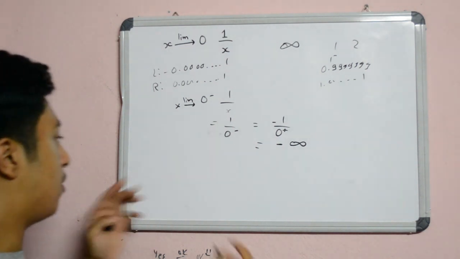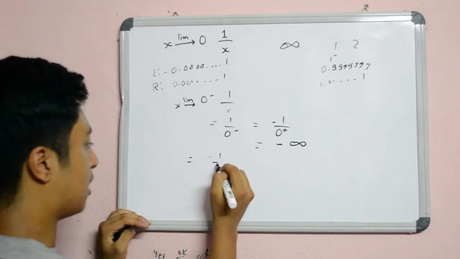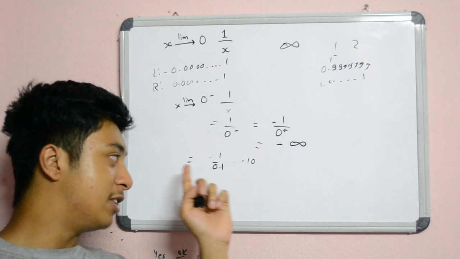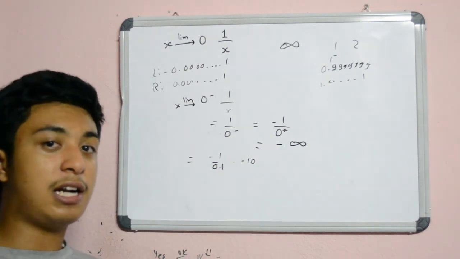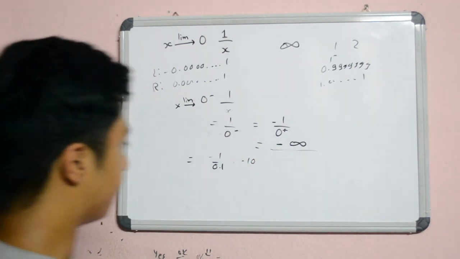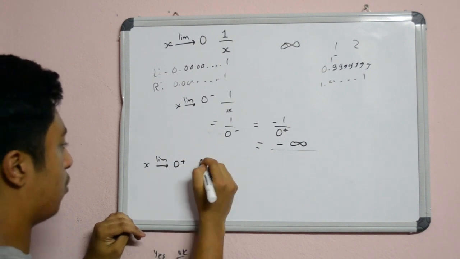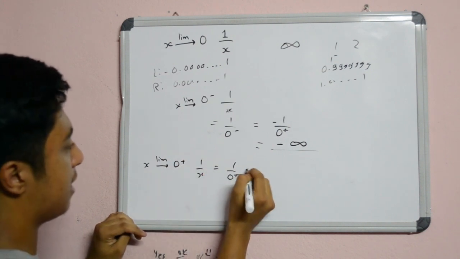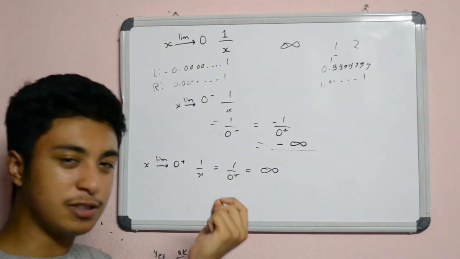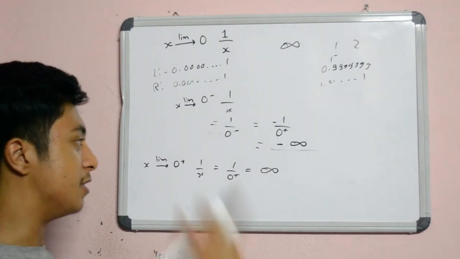And simply just think about it. Negative 1 by 2, this is negative. Negative 1 by 0.1, well, this is negative 10. And as you keep on decreasing this denominator, the numerator will get larger and larger, towards infinity. So it will tend to negative infinity. Now for the right hand limit, as x tends to 0 plus, 1 by x will be 1 by 0 plus, and simply this will be infinity, because of the same logic: 1 by 0.000 smaller number, the numerator gets larger and larger and tends to infinity.